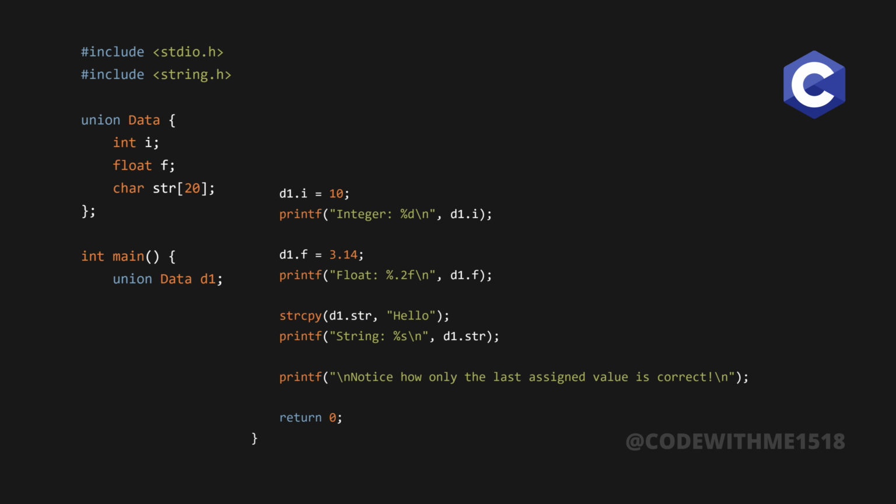#include <stdio.h>, #include <string.h>, union data { int i; float f; char str[20]; }, int main, union data d1, d1.i = 10, printf integer d1.i, d1.f = 3.14, printf float %.2f d1.f, strcpy(d1.str, "Hello"), printf string %s\n d1.str, printf and notice how only the last assigned value is correct, return 0. This happens because all members share the same memory location, so only the last stored value is valid.